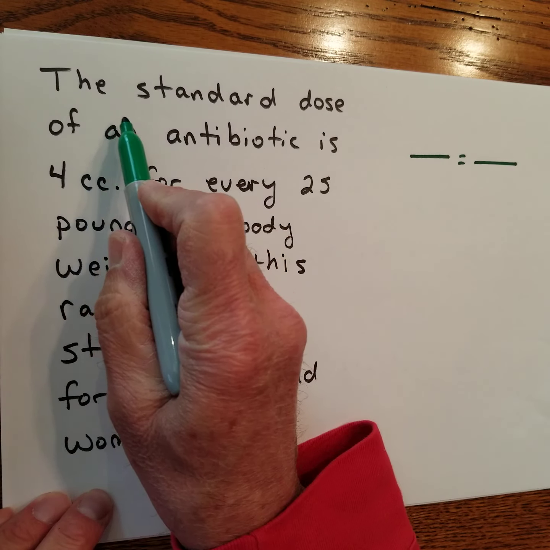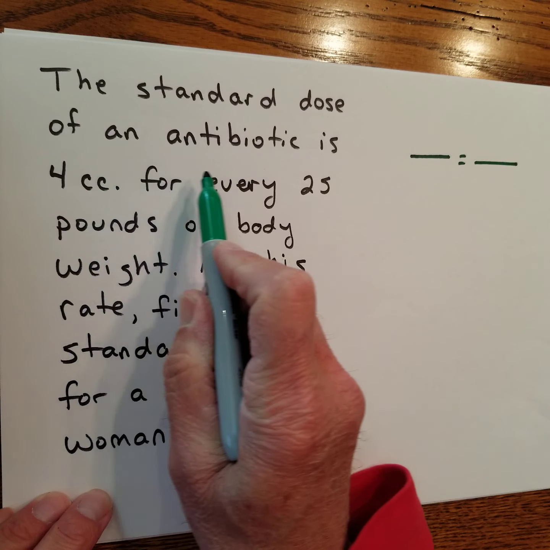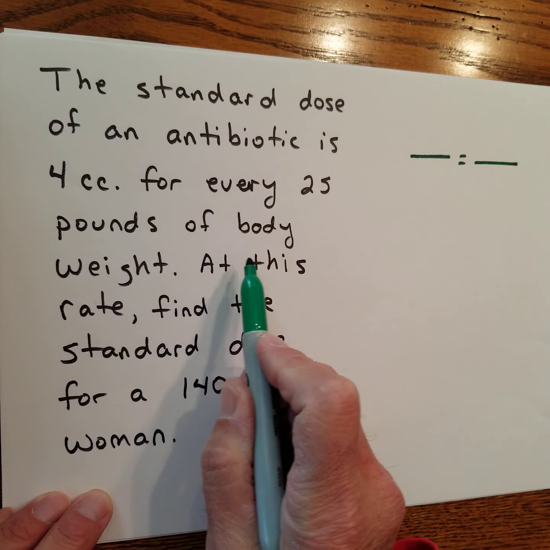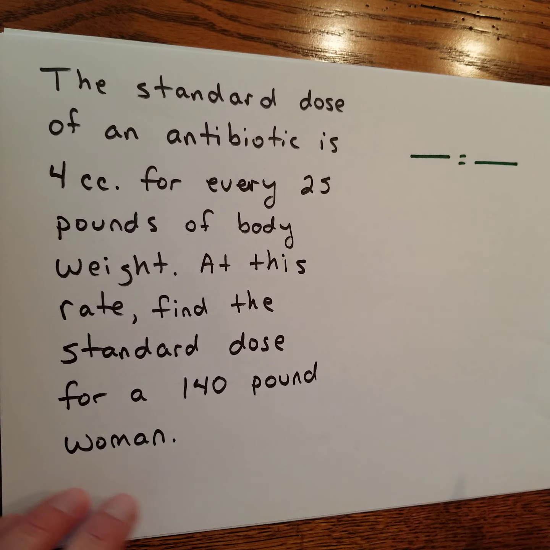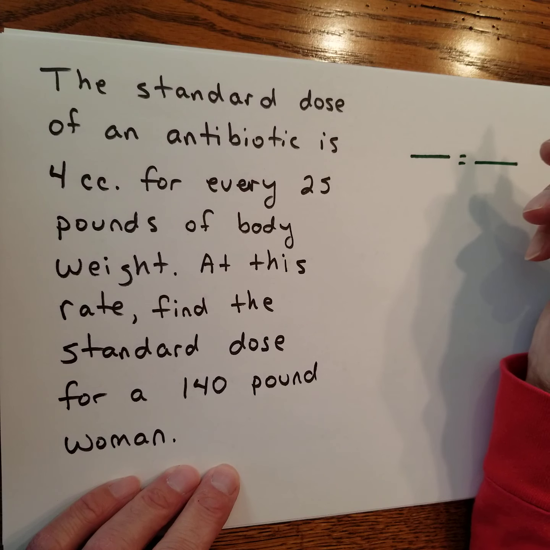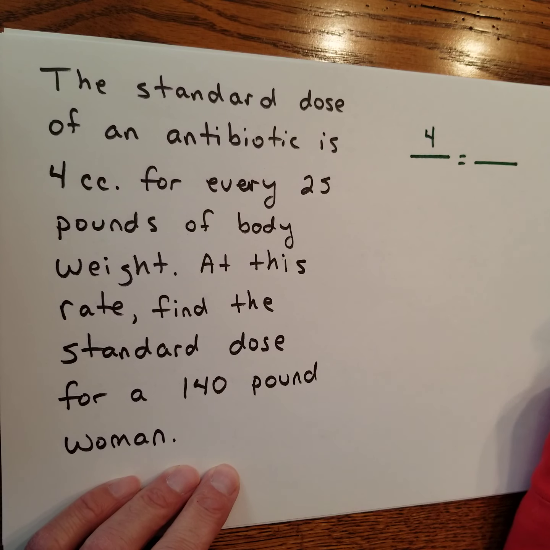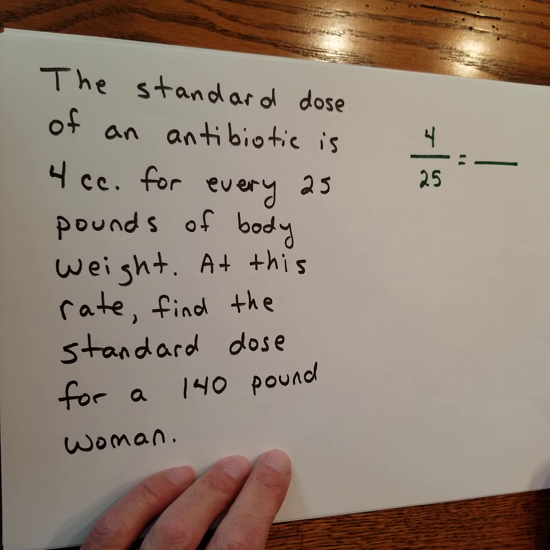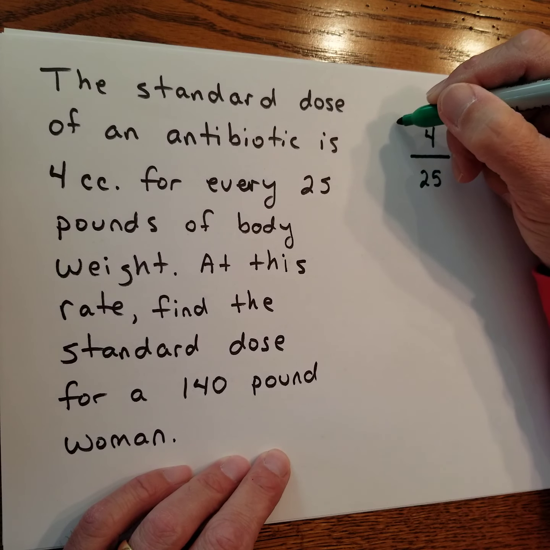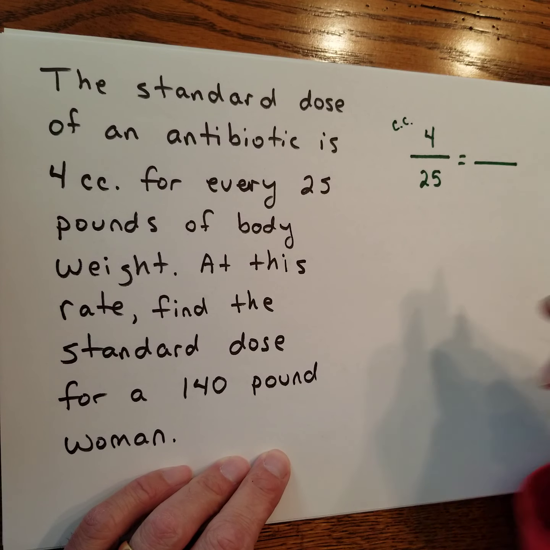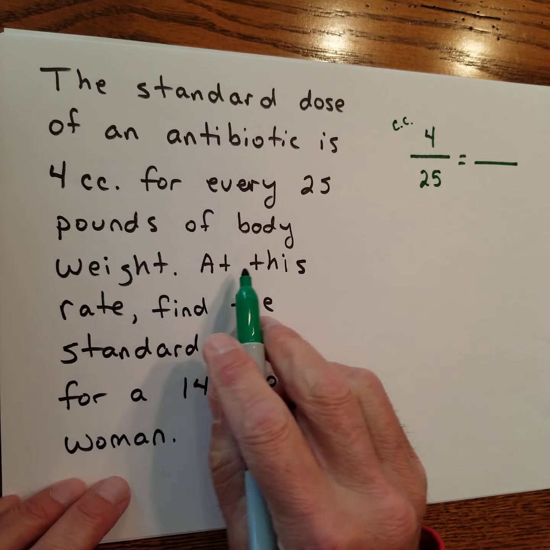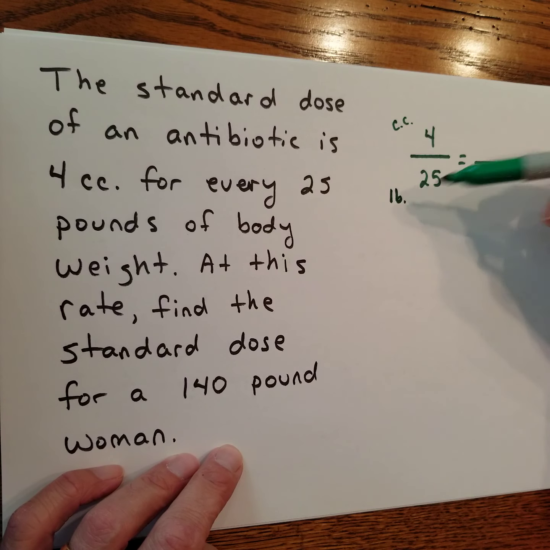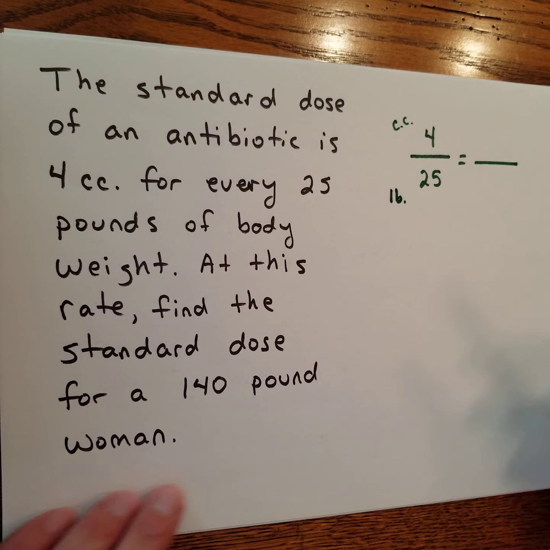The problem says that the standard dose of an antibiotic is 4 cubic centimeters for every 25 pounds of body weight. Let's get this started. The standard dose of an antibiotic is 4 cubic centimeters for every 25 pounds of body weight. Now let's make some notes. The 4 was cc's, while the 25 is pounds of body weight. I'll abbreviate pound with LB. Cubic centimeters to pounds. What's the question?